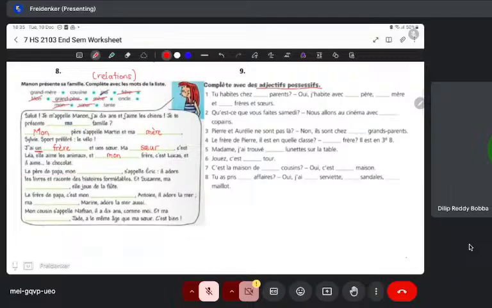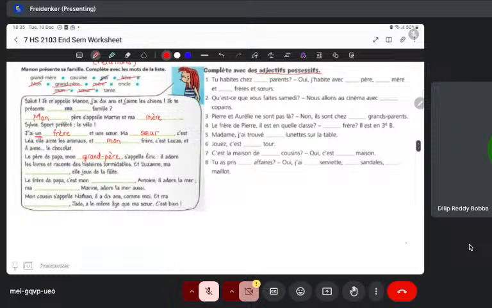So there goes grand-père, grand-père. S'appelle Eric, so his name is Eric. Il adore les livres et raconte des histoires formidables. So he likes books and recollects or tells the stories, so tells formidable stories. So he's recollecting the stories of his time.